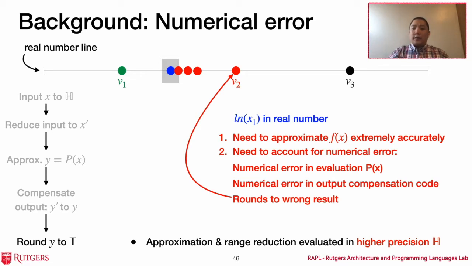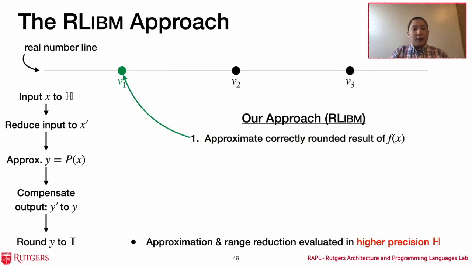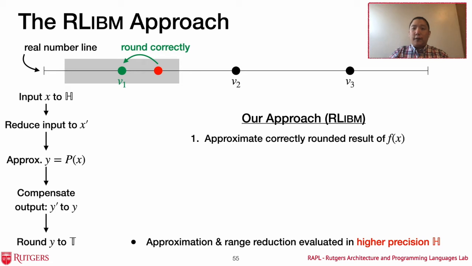Remember what our goal was. Our natural log of x function produces a correctly rounded result for input x1 if it produces v1. The goal of the natural log of x math library function is not to compute the real value of natural log of x1. So instead of trying to approximate natural log of x1, we should try to approximate v1. Then our approximation can produce any value within this gray region, whether it would be this value, this value, this value, or this value. Our result will round to the correctly rounded value v1.